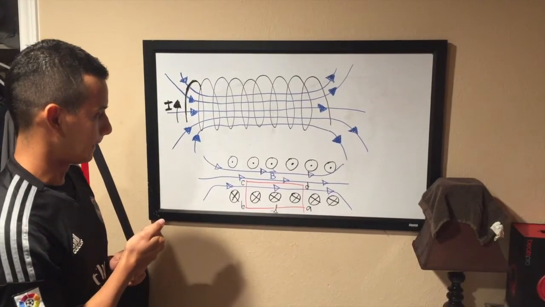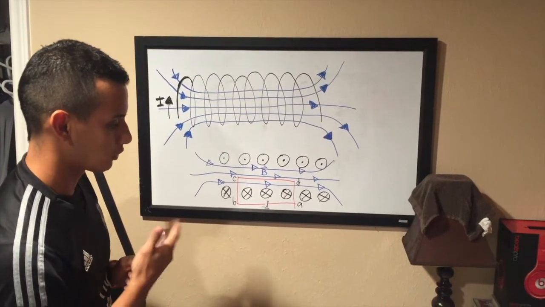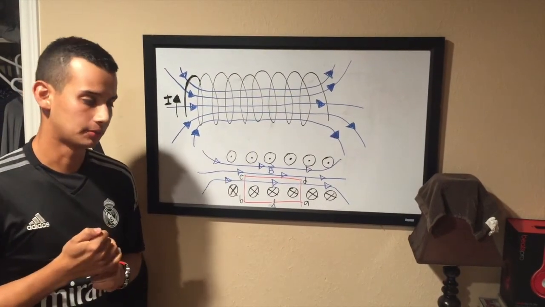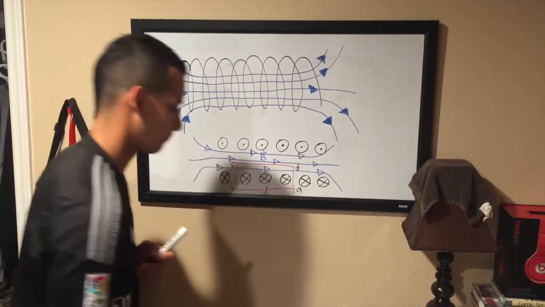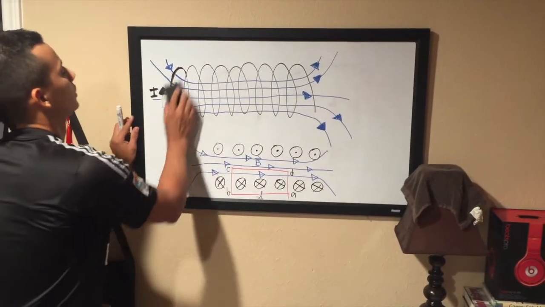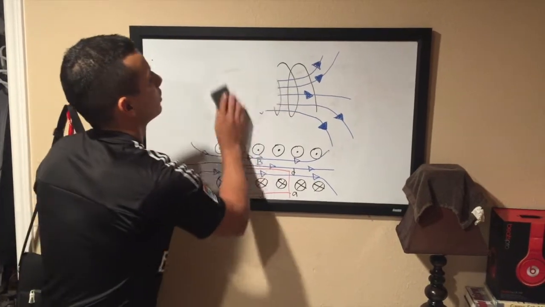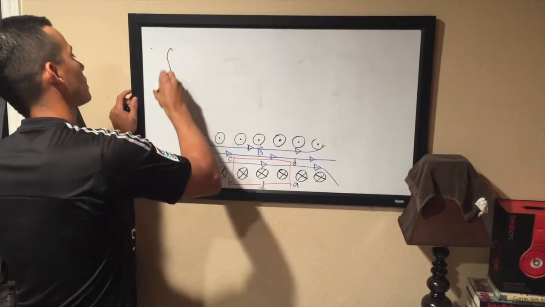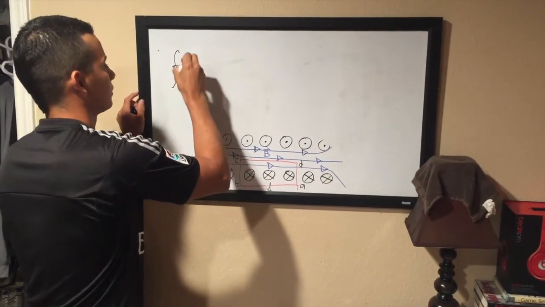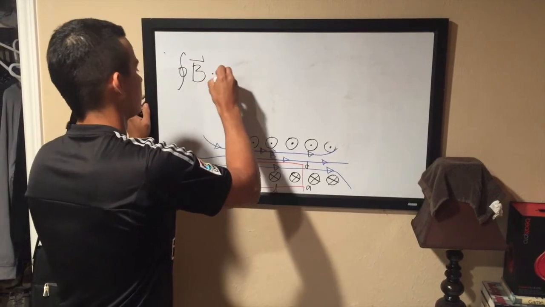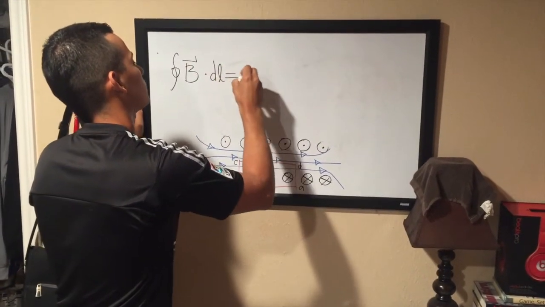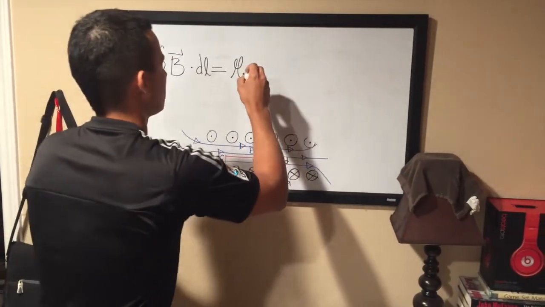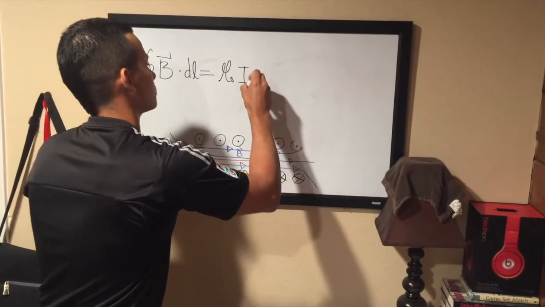Now we're going to try to find the magnitude of the magnetic field. For this we're going to use Ampere's law. In Ampere's law, we know that the integral over a closed loop of the magnetic field B dot dl equals mu naught, the constant of permeability, times I enclosed.